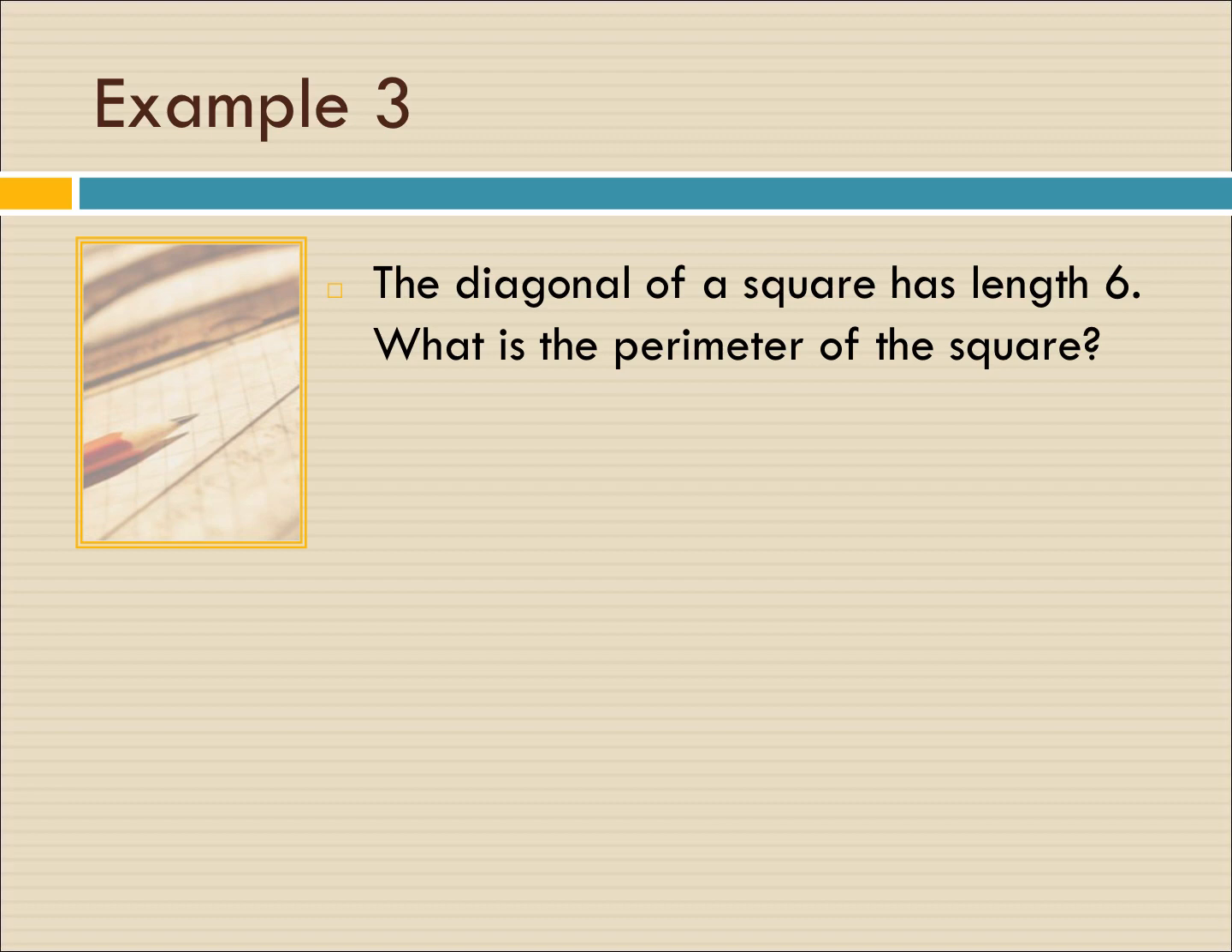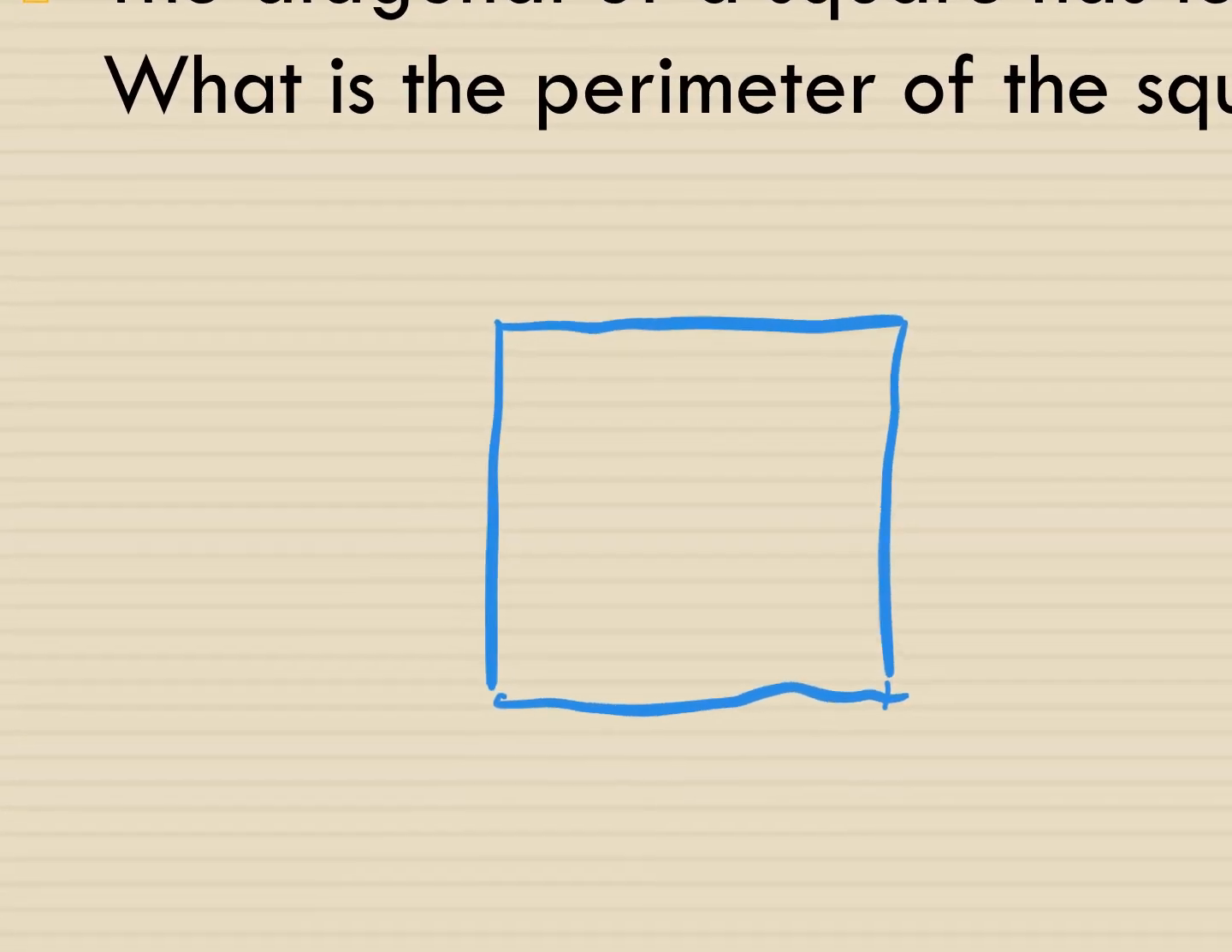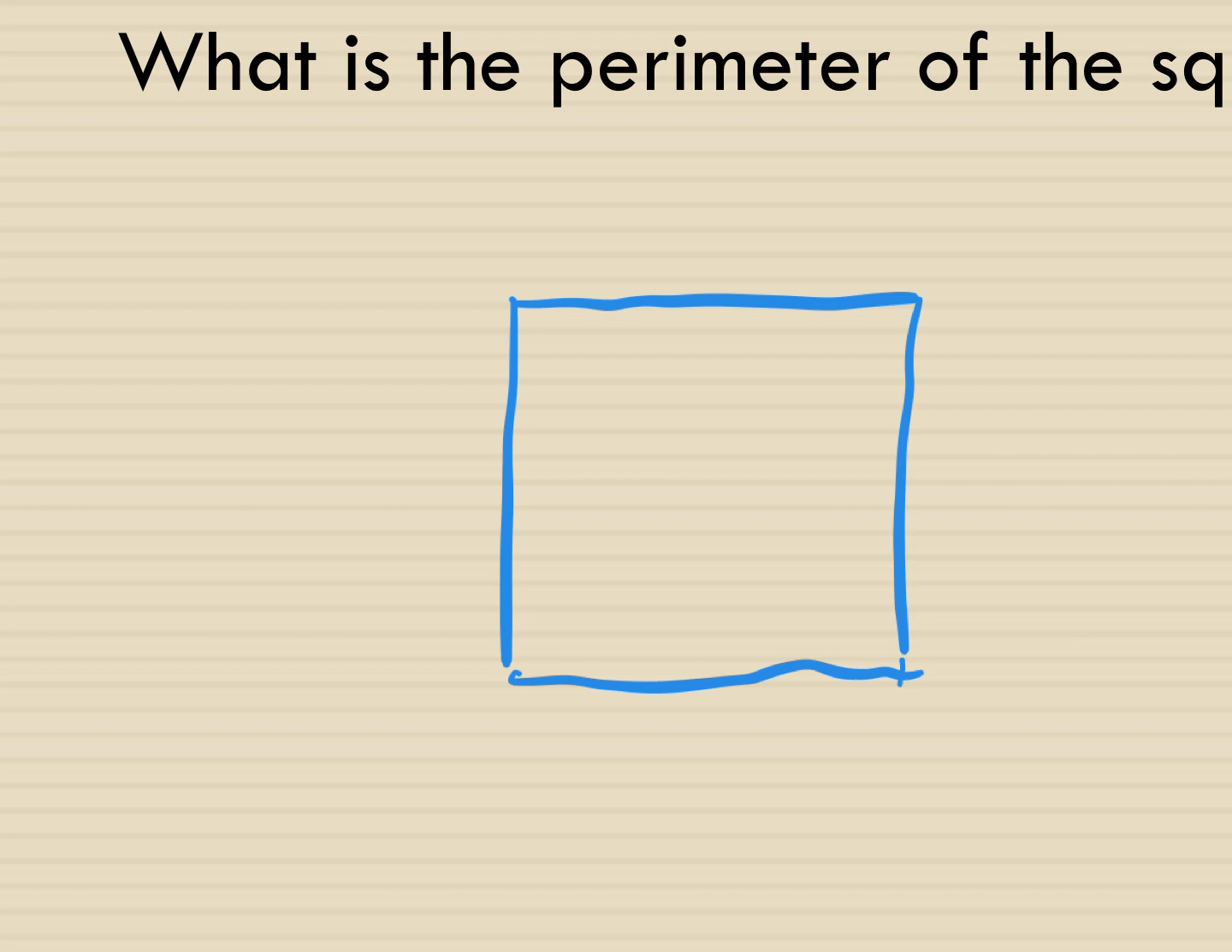The diagonal of a square has a length of 6. What is the perimeter of the square? What do I always do for these problems, peeps? Draw a picture. What am I drawing? A square. What do I know about squares? Okay, they're rhombuses and rectangles. What do I know about this figure? 4 90-degree angles. Let's put those in there. And 4 congruent sides. So let's put congruence marks on the sides.